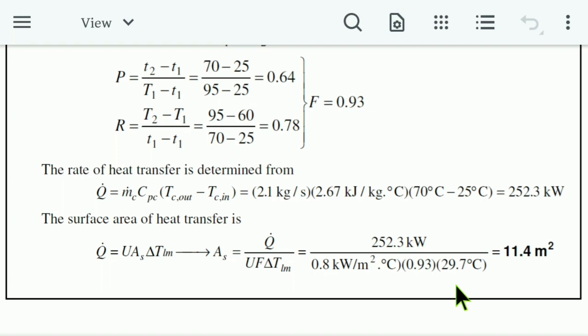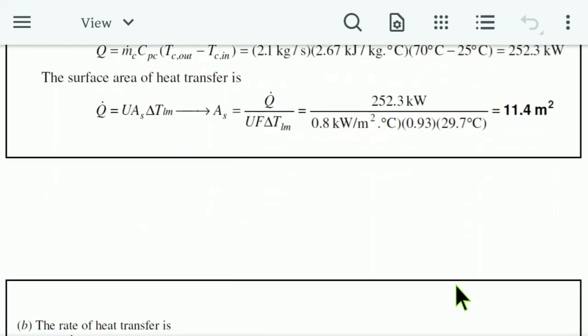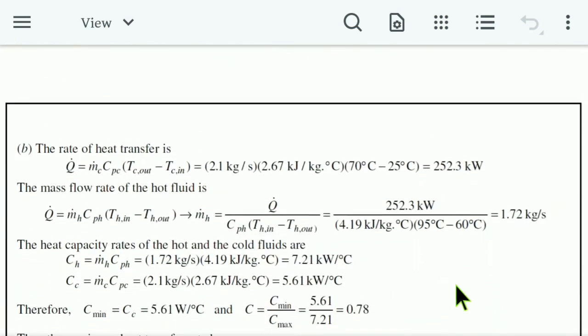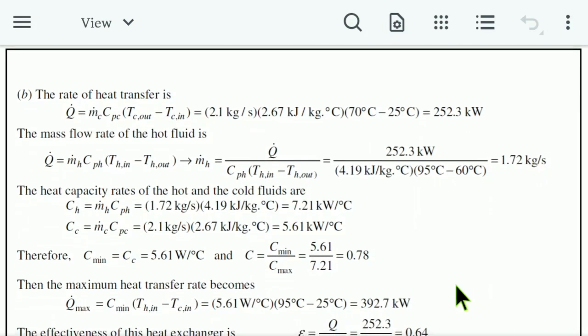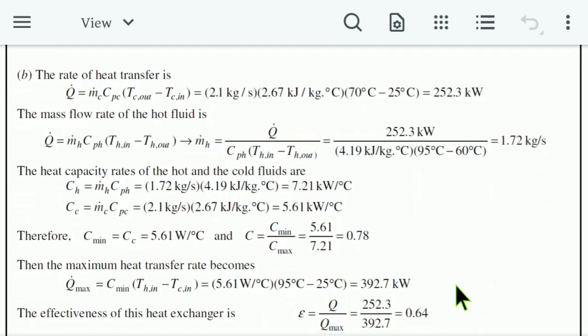The next method is the effectiveness NTU method. The rate of heat transfer is Q dot is equal to m dot c Cpc into Tc out minus Tc in. So we have all this value. After calculation, the value of Q dot is 252.3 kilowatt. The mass flow rate of the hot fluid is Q dot is equal to m dot h Cph Th in minus Th out. That means m dot h is equal to Q dot divided by Cph Th in minus Th out. We have all this value. So the value of m dot h is 1.72 kilogram per second.